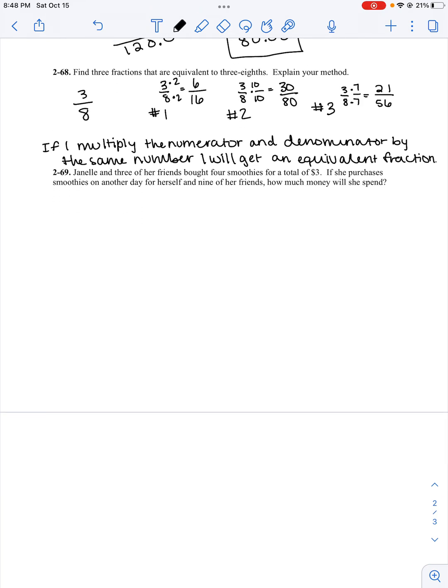Okay. Problem 69 says that Janelle and 3 of her friends bought 4 smoothies for a total of $3. If she purchases smoothies on another day for herself and 9 of her friends, how much money will she spend? So we need to figure out first, well, how much is one smoothie? Okay, so they bought 4 smoothies for $3.